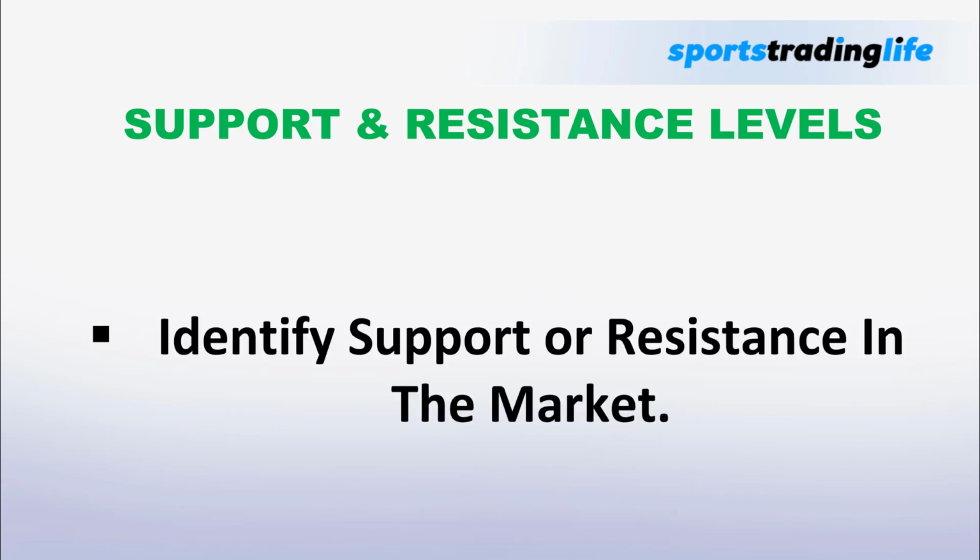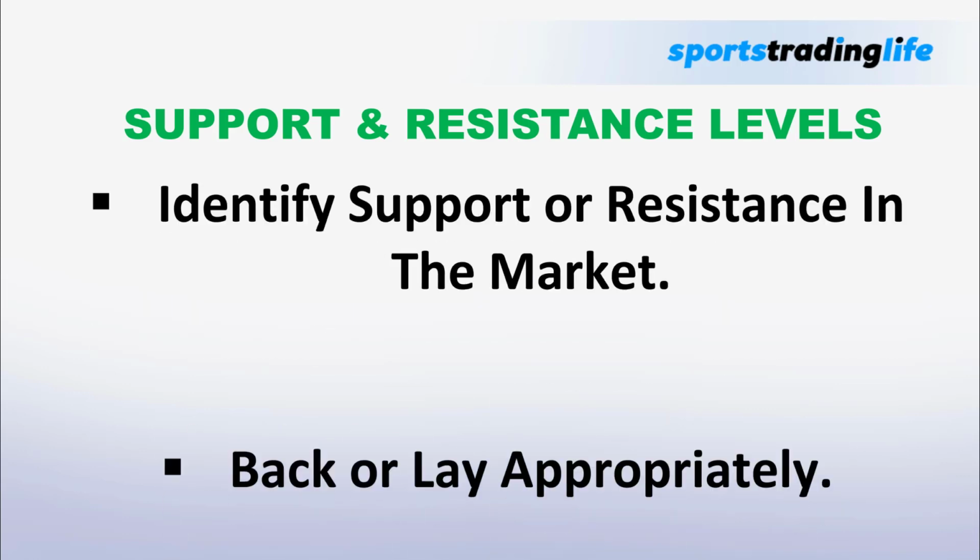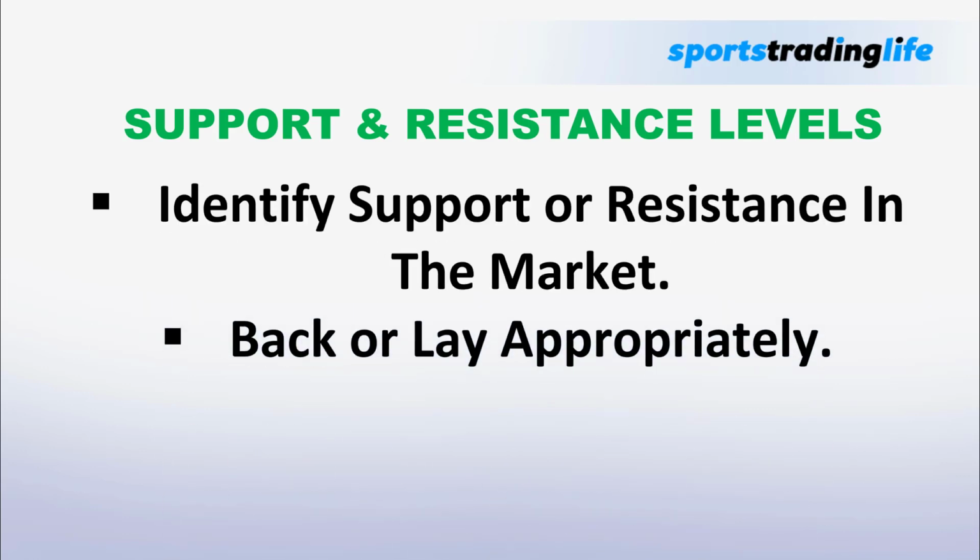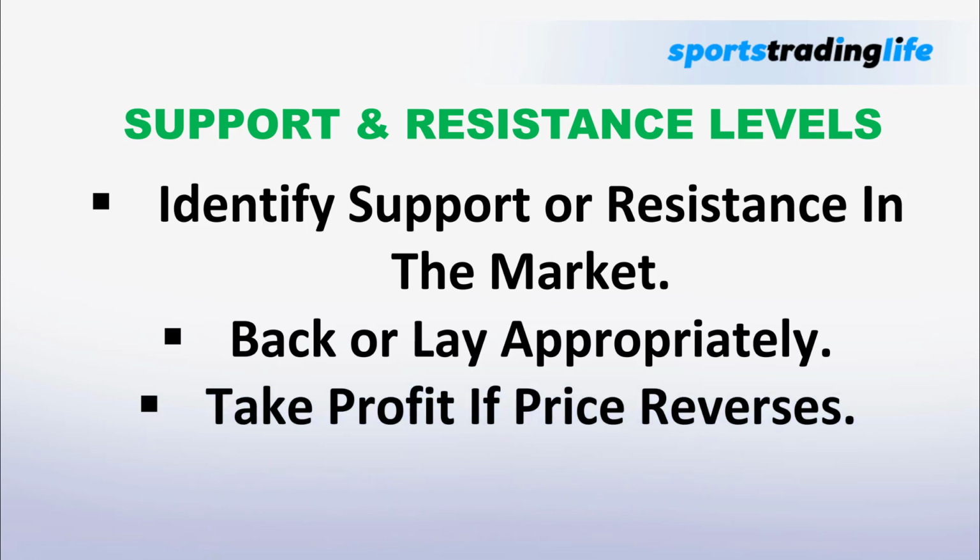So the idea would be, generally, if you're going to do this in tennis trading, is that you would identify support or resistance in the market, then back or lay appropriately. I mean, if it's a support point, you probably want to be laying. If it's a resistance point, then you probably want to be backing. So you just do that appropriately, and then it's just a matter of taking the profit if the price reverses.